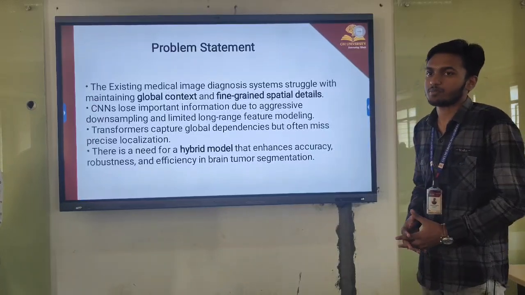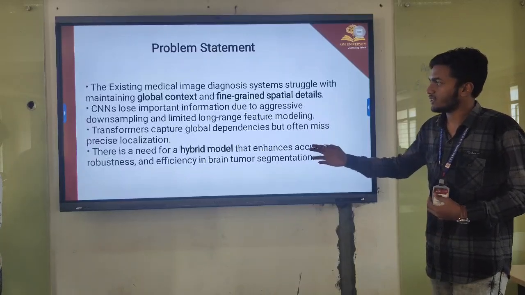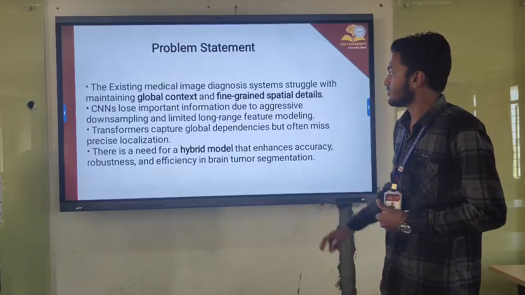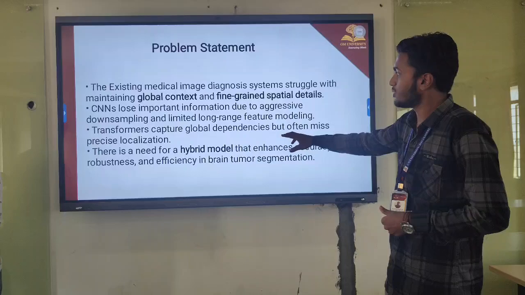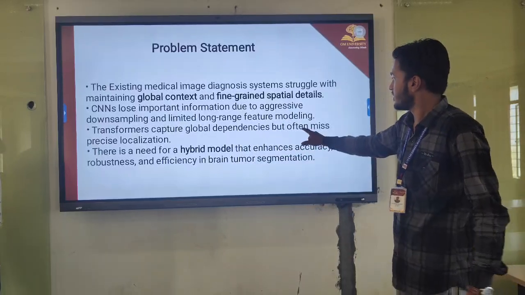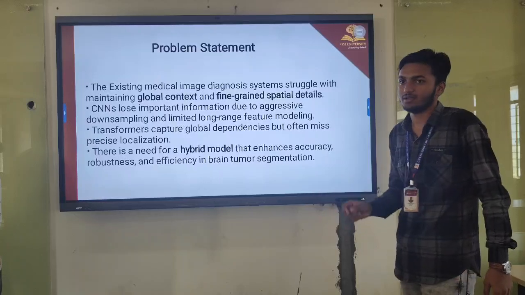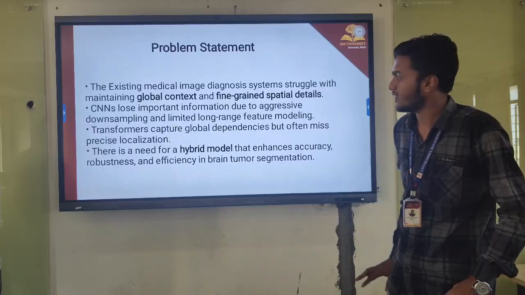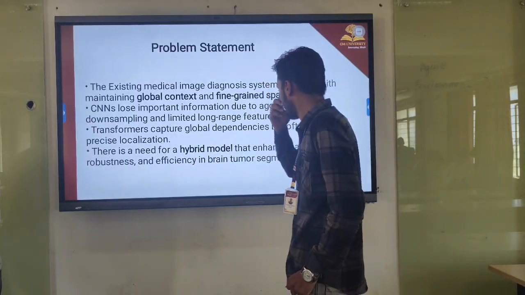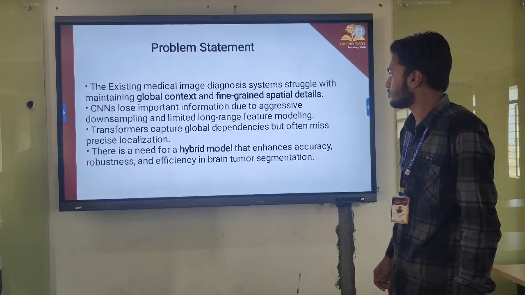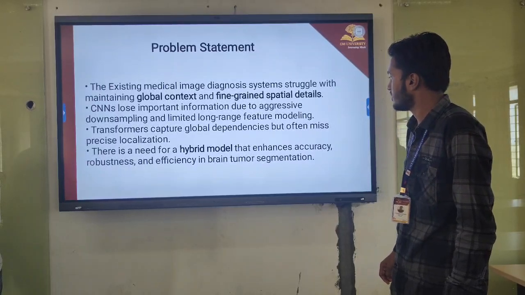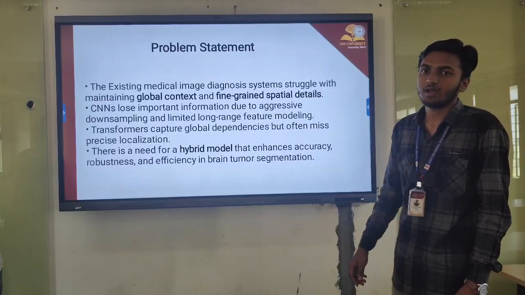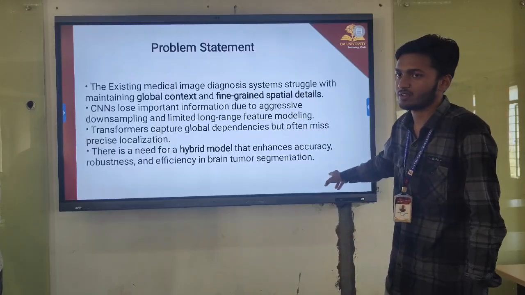And the transformer captures global dependencies, giving high accuracy of results in global dependency, but it lacks precise localization. It misses the accurate, exact location where the tumor is placed, and there is a need for a hybrid model enhancing the accuracy, robustness and efficiency of brain tumor segmentation. It enhances the big picture of the brain tumor and improves tumor segmentation.